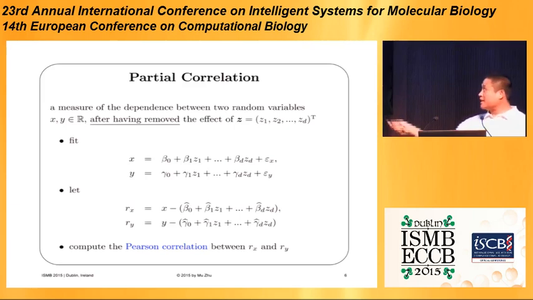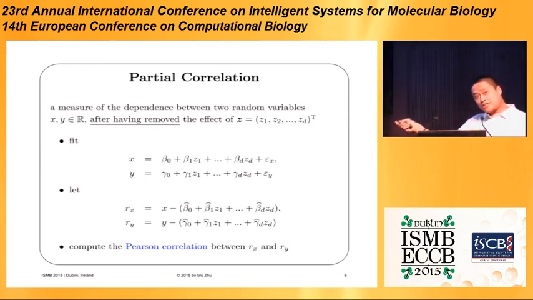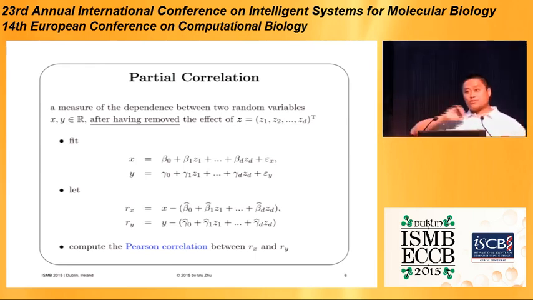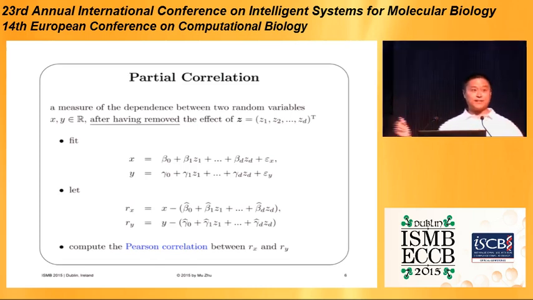The way we do this is we first do a regression. So we explain the changes in X by Z. We also explain the changes in Y by Z. And then we take the residual. So after having removed the effect of Z, now we ask, are X and Y, the remaining residual part, still correlated? If they are still correlated, then that says something about their direct dependence. So this is the notion of partial correlation in statistics.